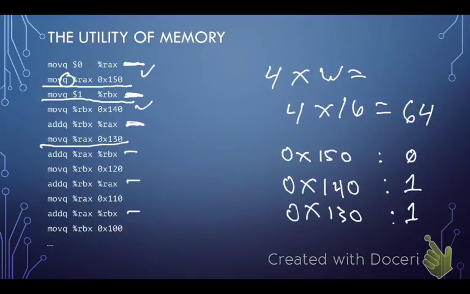And then we continue with our sequence, RAX plus RBX. That's going to give us a 2. And then we store that in RBX, and then we'll store that at 0x120. And that'll be a 2, and so forth.